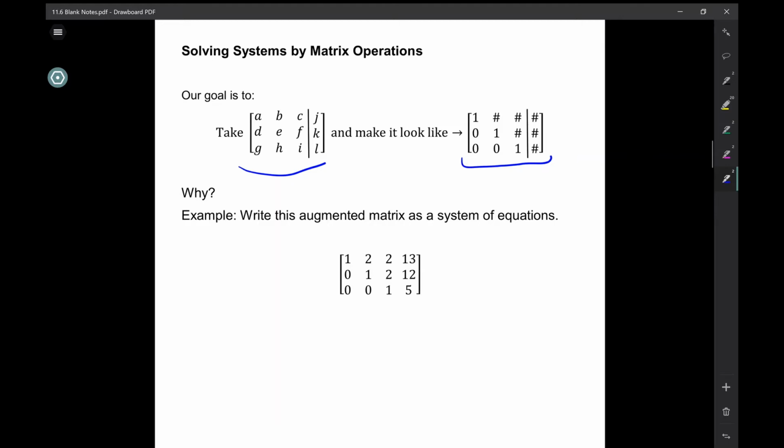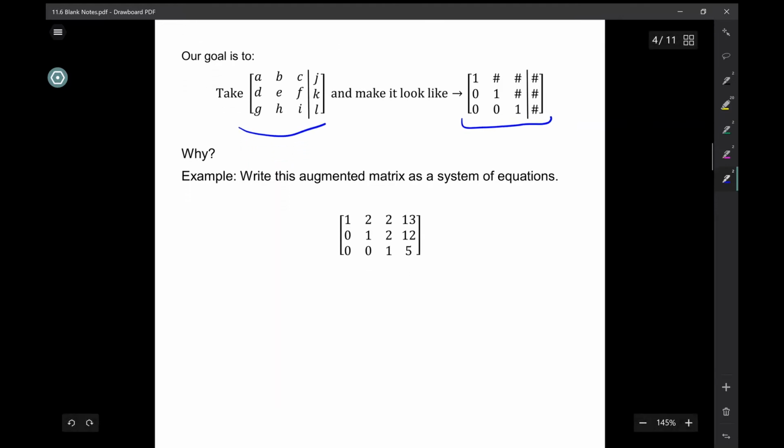The way we're going to talk about that is to look at this augmented matrix that is in that form. You can see there are ones along the diagonal, zeros below, and numbers everywhere else.